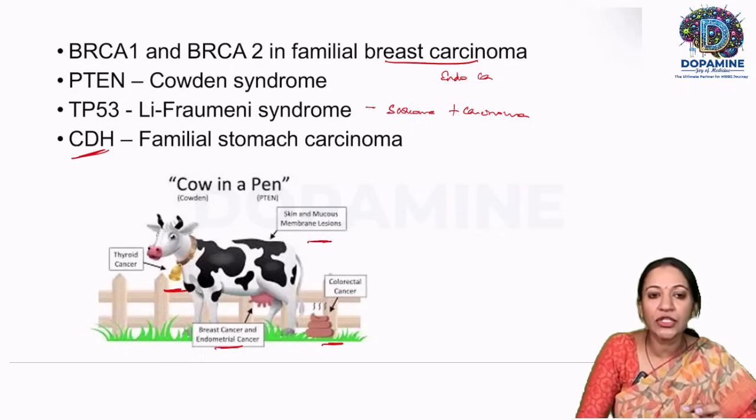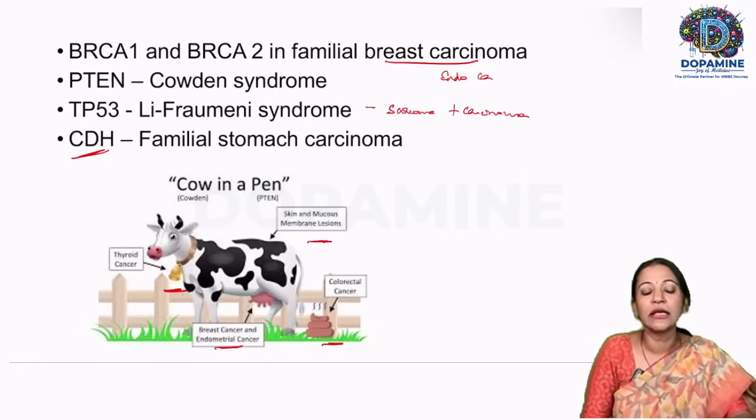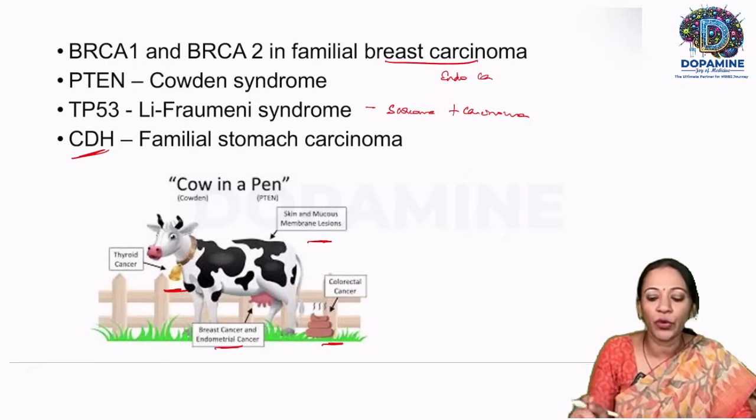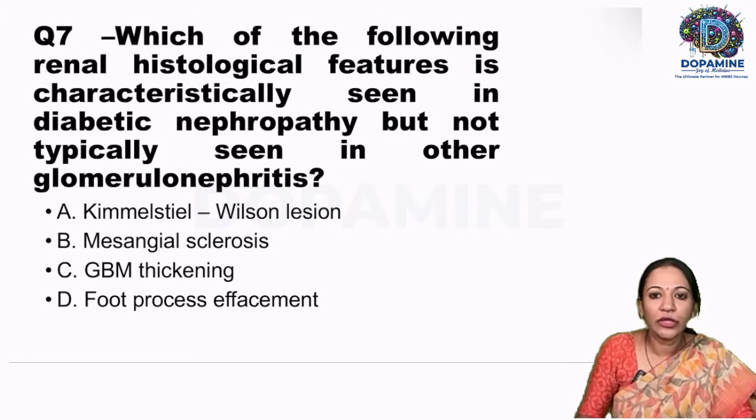And CDH1 in familial gastric cancer. Remember, CDH1 mutation in familial gastric cancer. So in this particular case, the right response would be BRCA1. So we'll go to the next question.